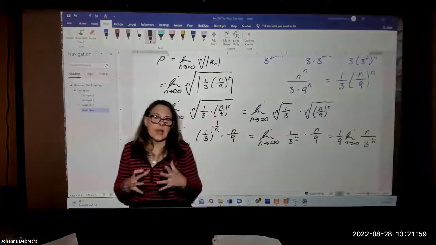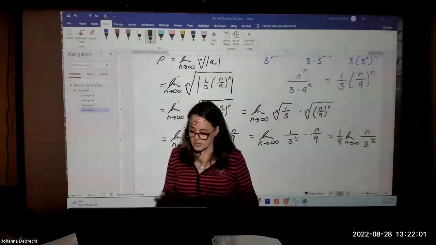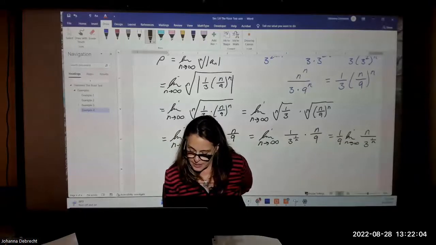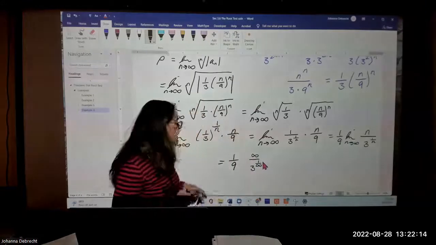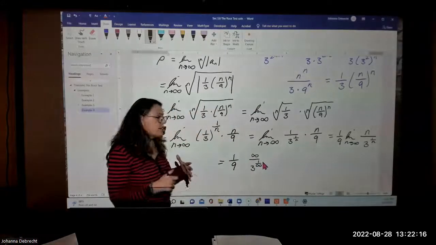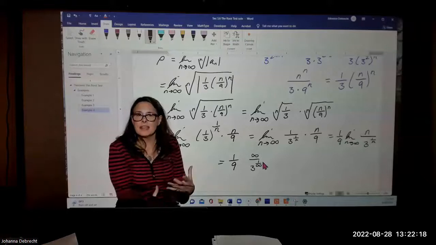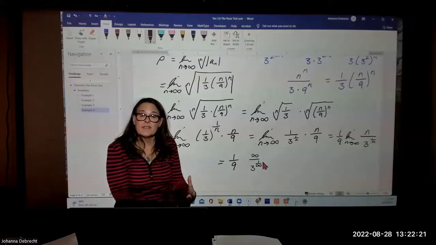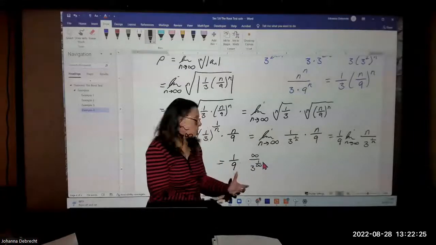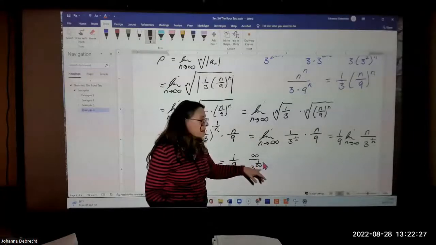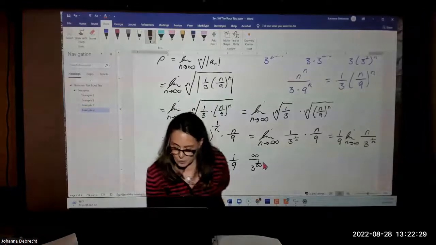Well, you have to imagine what's happening as n is going to infinity. So as n is going to infinity, imagine what we'd get if we plugged it in. We would have infinity in the numerator, and we'd have 3 to the 1 divided by infinity in the denominator. So you can't really plug in the value infinity because it's not a value, it's a direction. But we can imagine the limit approaching this, but 1 over infinity would go down to 0.